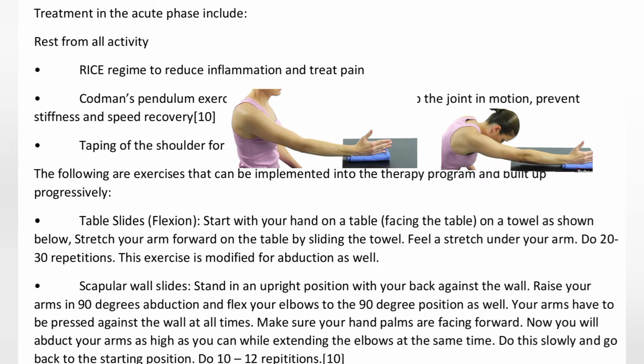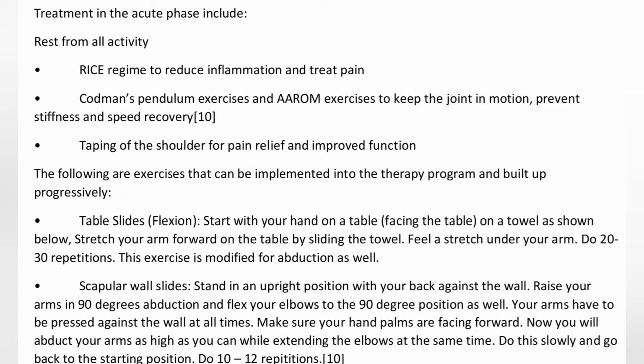For this exercise, ask the patient to start with the hand on the table, facing the table, on a towel. Stretch your arm forward on the table by sliding the towel. Feel a stretch under your arm. Do 20 to 30 repetitions, and this exercise can be modified for abduction as well.